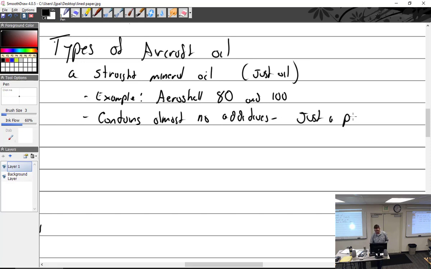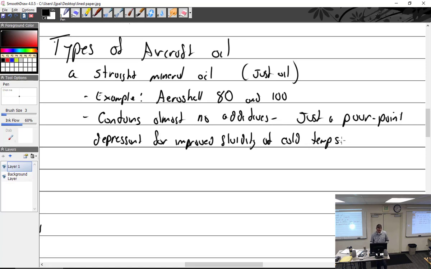Just a pour point depressant for improved fluidity at cold temps. All right, so it's just this just oil with a little bit of stuff in there to help it pour at a colder temperature. Otherwise, it's just oil.